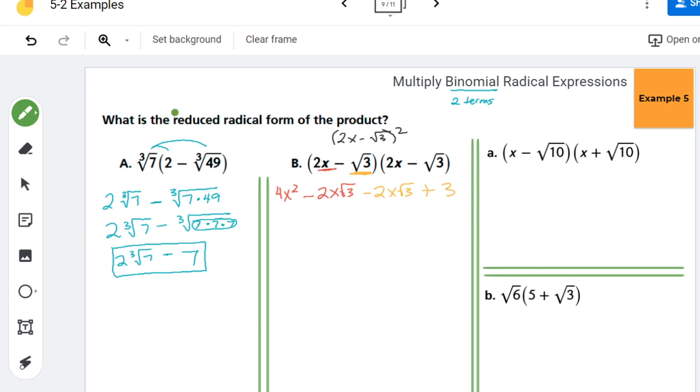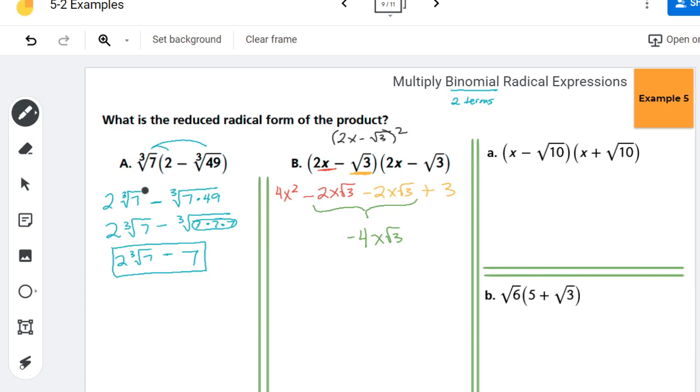And then our last step, y'all, is to combine those like terms. So right there in the middle, I have a negative 2x root 3 and a negative 2x root 3. So that is a negative 4x root 3.